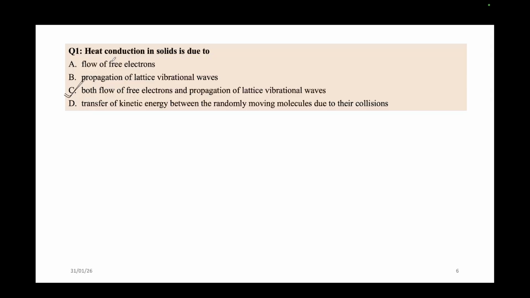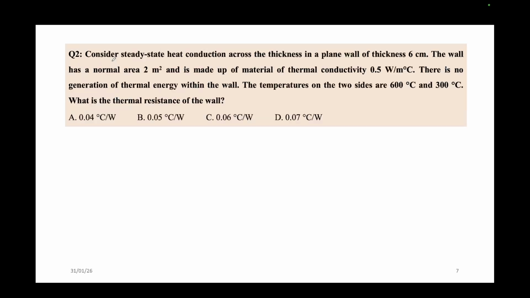Okay, so next the question is this. In this question, it is given that there is steady state heat conduction across a plane wall of thickness 6 centimeter. The wall has a normal area of 2 meter square and is made up of a material. Thermal conductivity is given, area is given, thickness L is given, temperature on the two sides is given. You are asked to find the thermal resistance.